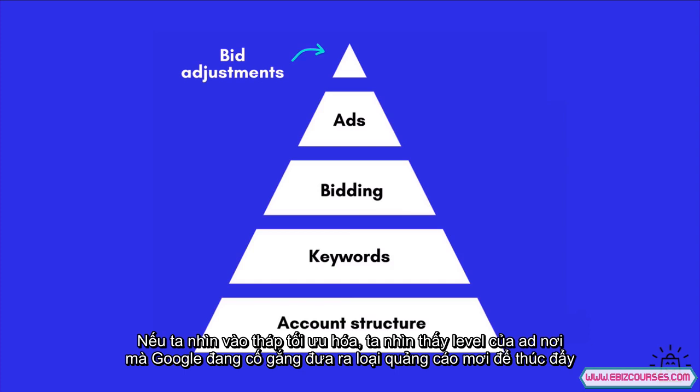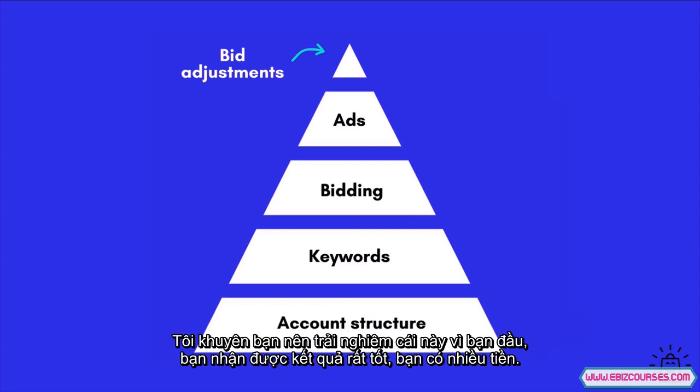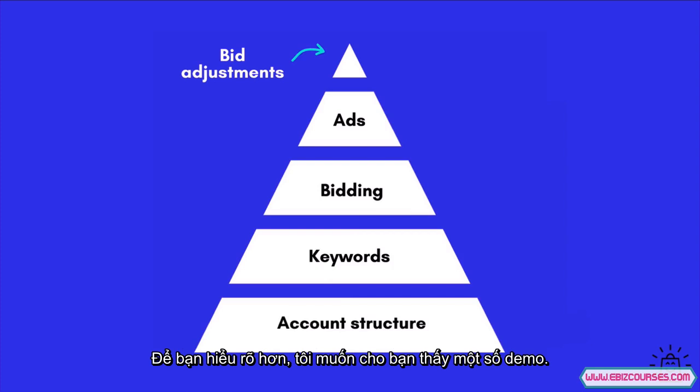If we take a look at the optimization pyramid, we're right at the ads level, where Google is actually trying to come up with new ad types to improve that level. And because it's new, not a lot of people are using it yet. So usually in the beginning, that means higher CTRs and lower cost. So I would suggest to definitely experiment with this, because in these beginning stages, you often get very good results for not a lot of money. To give you an idea of what this is, I want to show you a couple of demos.